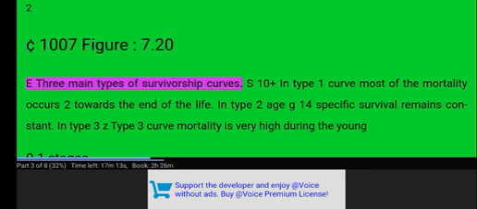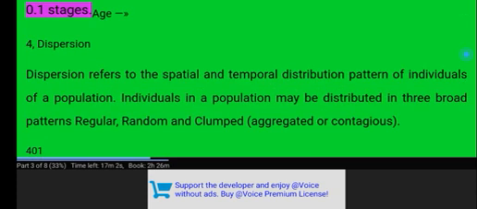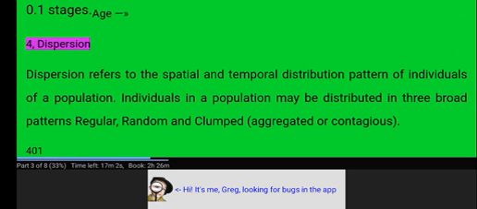Figure 7.20: three main types of survivorship curves. In the type 1 curve, most of the mortality occurs towards the end of life. In type 2, age-specific survival remains constant. In the type 3 curve, mortality is very high during the young stages.